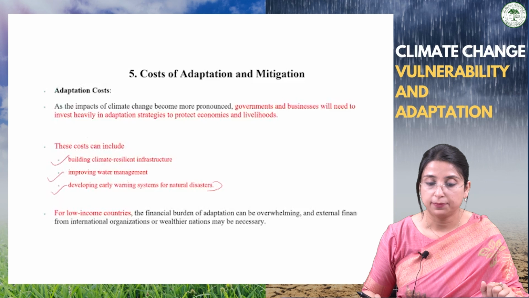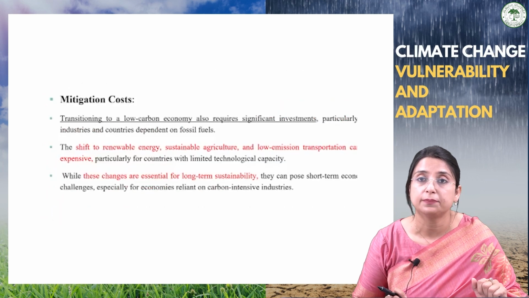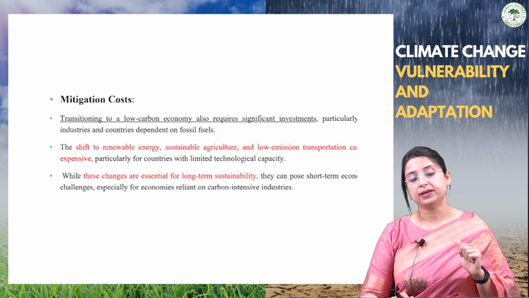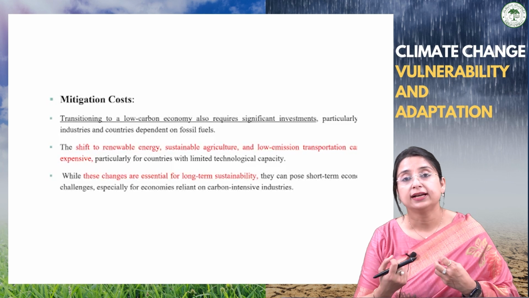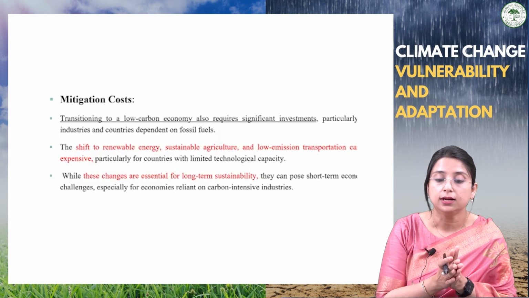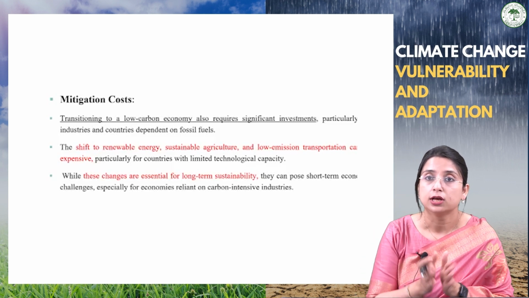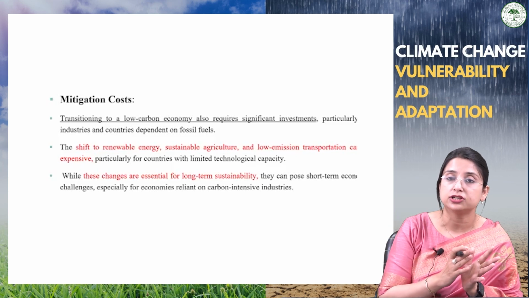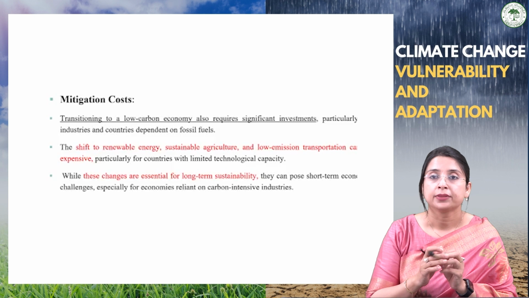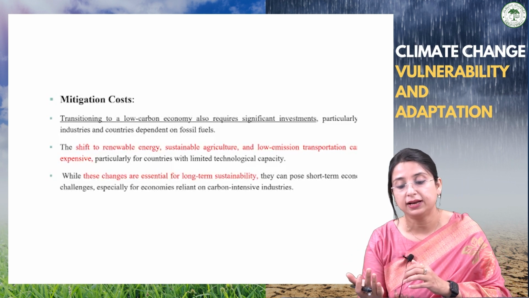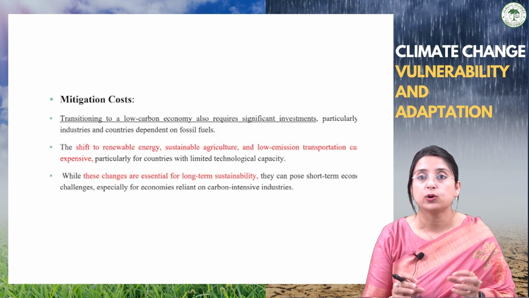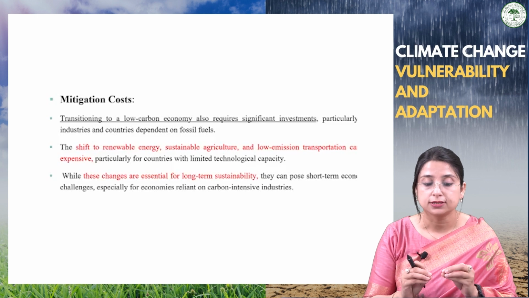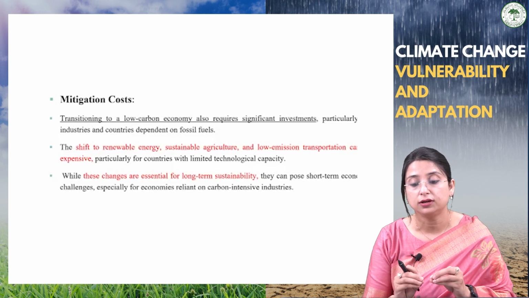Then mitigation cost. When we talk about the cost of adaptation, there is a cost for the mitigation, meaning here the most common example is transitioning to a low carbon economy. What will it require? Significant investment, particularly for the industries and countries which are heavily dependent upon the carbon economy, particularly on fossil fuels. So, if we are shifting towards renewable energy, or towards sustainable agriculture, or towards low emission transportation, that will be expensive and that will require initial high cost, particularly for the countries with limited technology capacity.